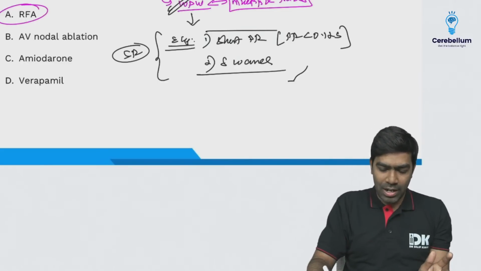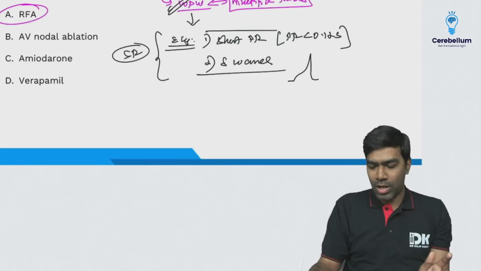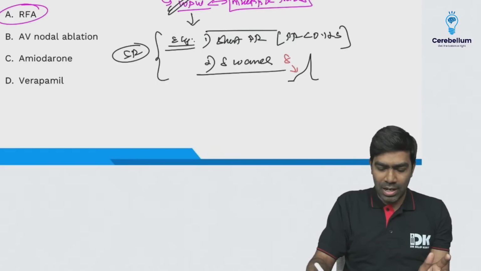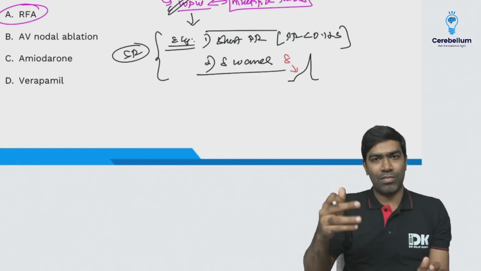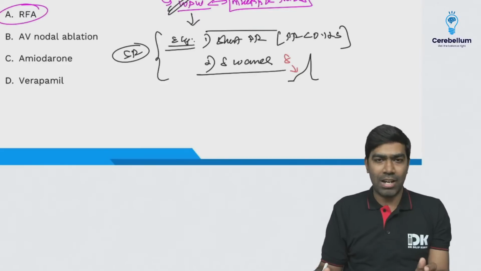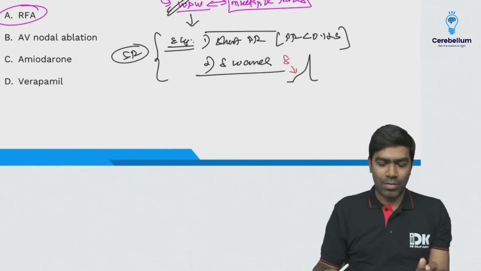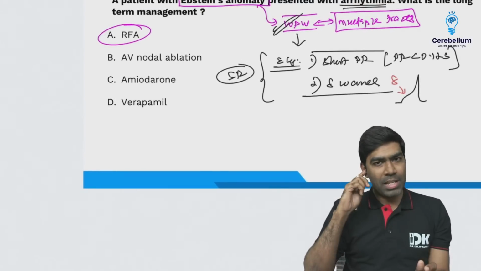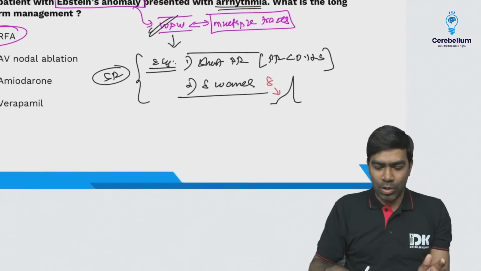You're going to have slurring of the QRS. Okay, initial part of the QRS will be slurred. That's called as delta waves. That's a direct sign of the presence of accessory pathway. Delta waves. So these are signs of WPW syndrome. Okay. So immediate management of WPW syndrome is different because they are going to produce arrhythmias.